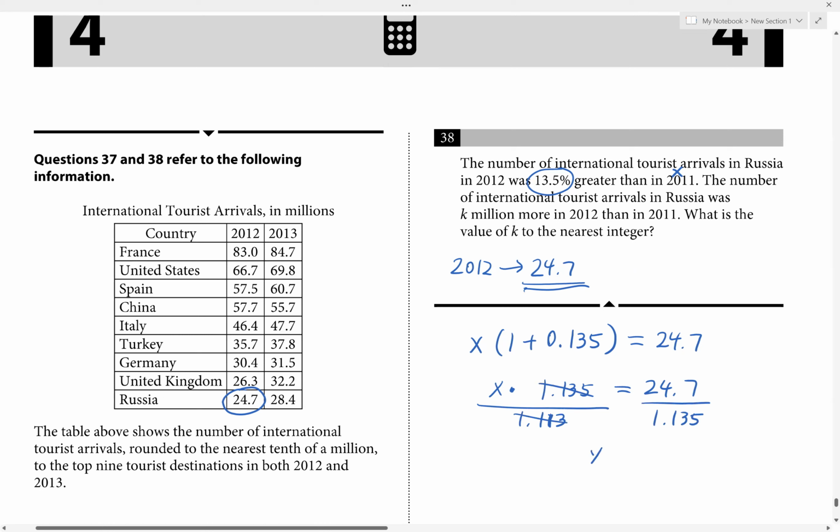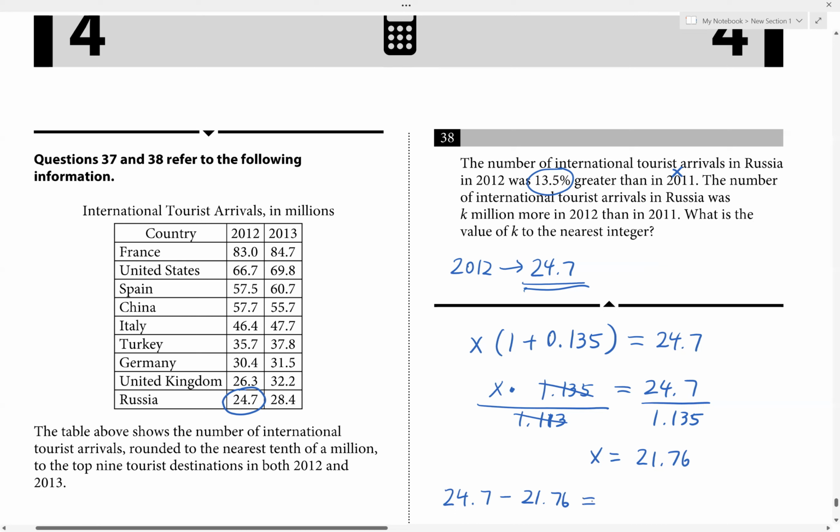So X equals 24.7 divided by 1.135. We get 21.76. So now we can subtract the two numbers. Compare the two numbers: in 2012, 24.7, and in 2011, 21.76. So we can just subtract the two, and that should be our difference here.